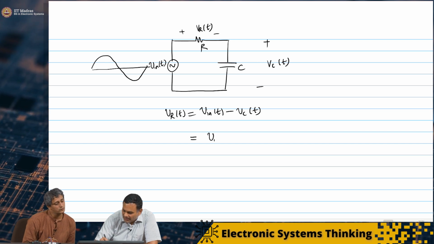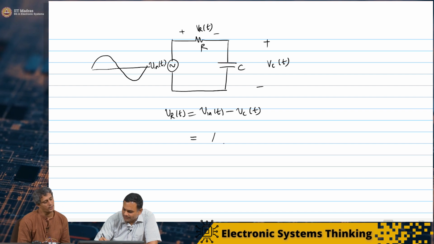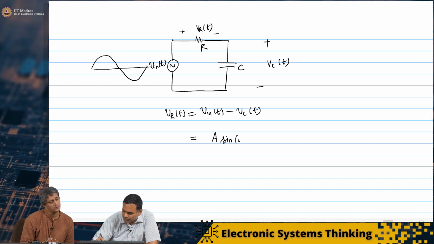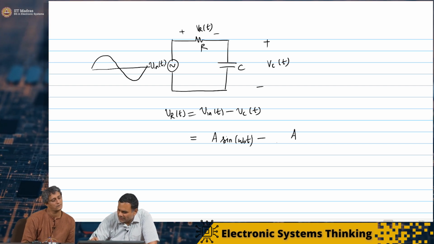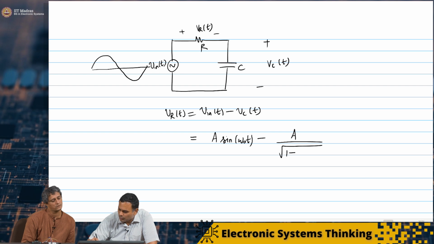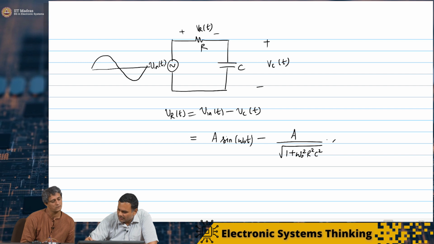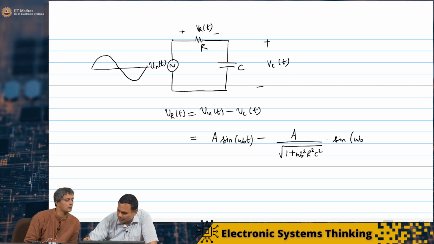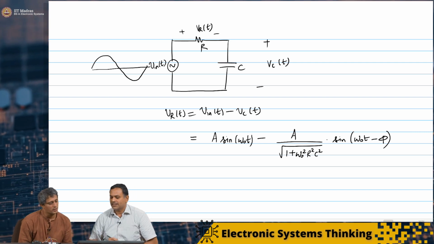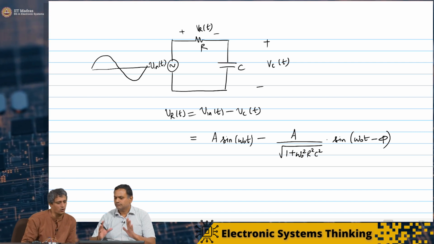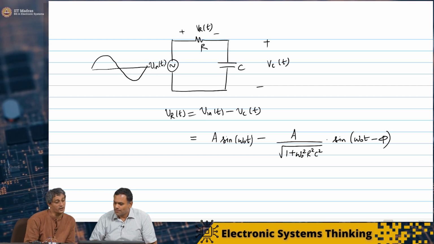And last class, Vin of t we said was A sin omega naught t. Minus Vc of t, which was simply A by root of 1 plus omega naught squared R squared C squared times sin of omega naught t minus phi, where again tan phi was omega naught RC. So this is what the voltage across the resistor looks like.